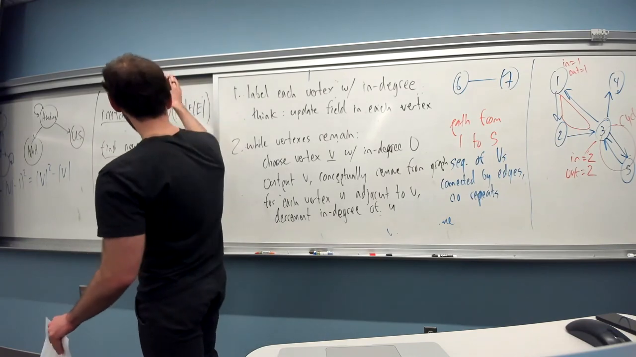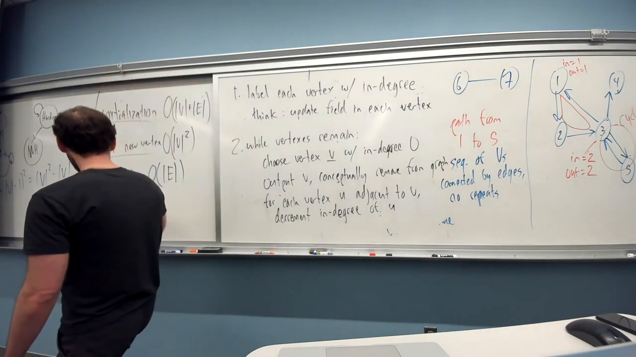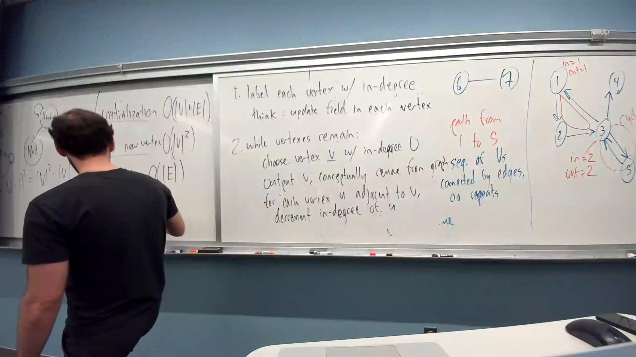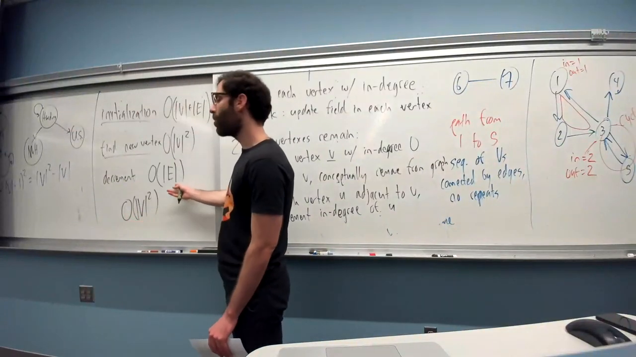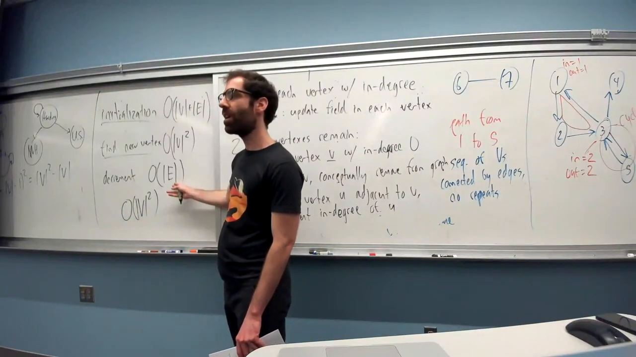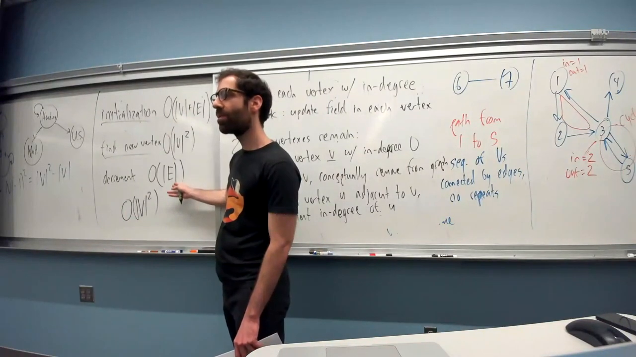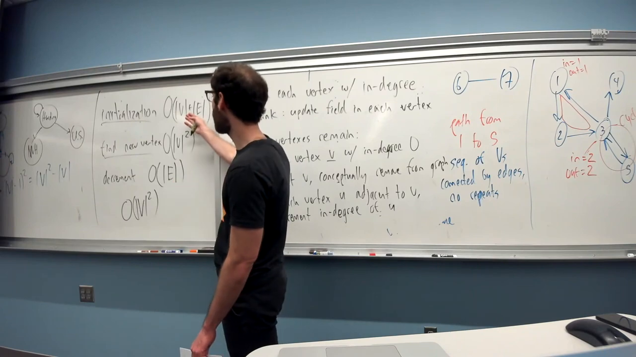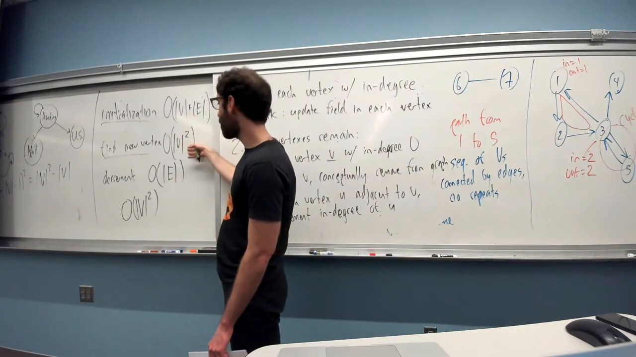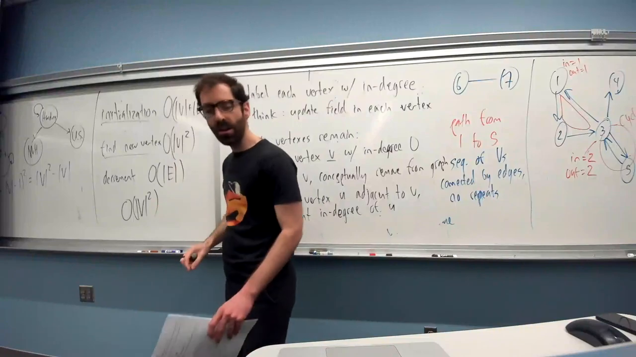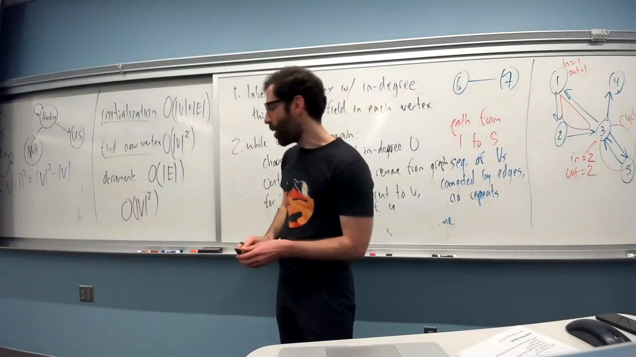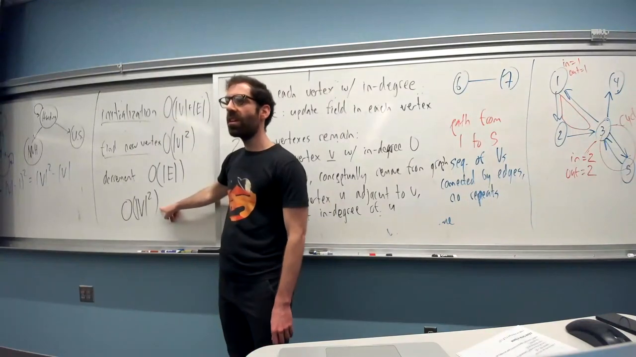And if we total all these up, that's big O of V squared, because we know that the maximum number of edges is V squared. So big O of V squared plus big O of V squared plus big O of V squared, because the total is big O of V squared. We might wonder, is this good? Is this bad?